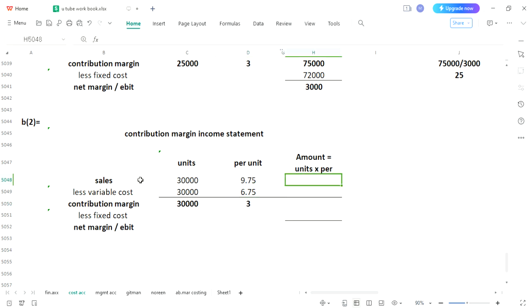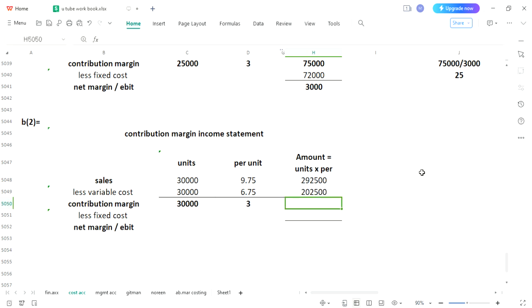Now it's time to calculate our amounts by multiplying units and per unit. Units over here are 30,000, and we need to multiply by per unit 9.75. The total amount of sale has been calculated. Next step is to calculate variable cost by multiplying units and per unit. 30,000 are units and 6.75 is your variable cost. In this way we have calculated total variable cost.